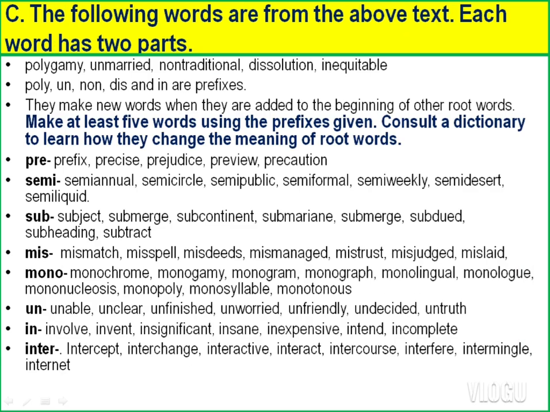Then about the following is question number C. The following words are from the above text. Each word has two parts. दुईवटा parts छन् जस्तो poly and gamy. Polygamy, unmarried, non-traditional. Likewise, dissolutions, inequitable. Here is poly, un, non, dis, in.